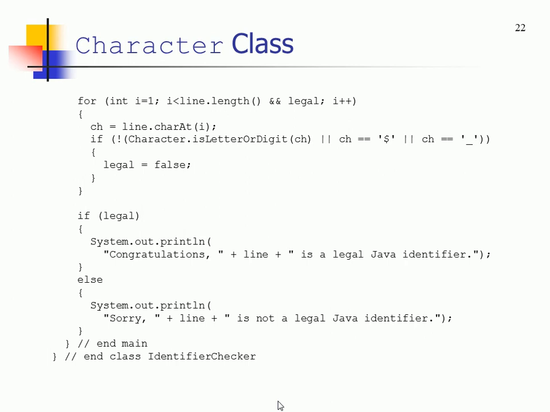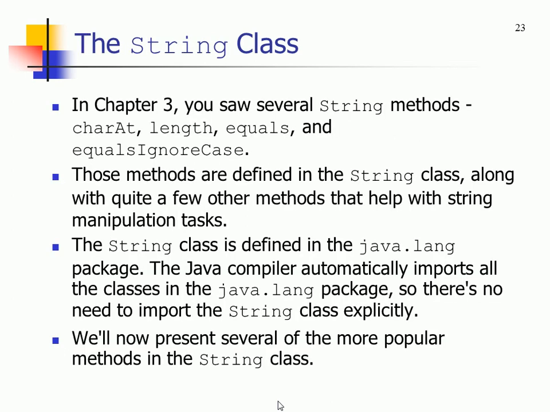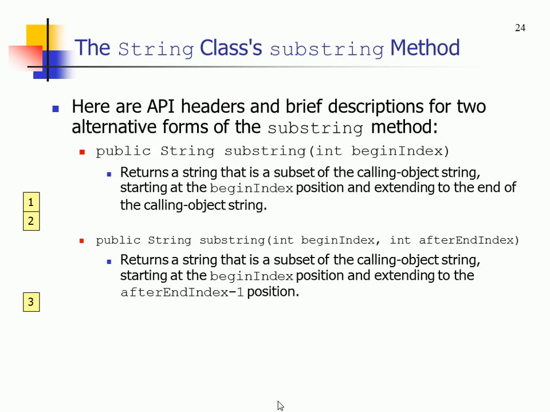All right. Now let's talk about the String class. We've mentioned a few. We've already done charAt, length, equals, and equalsIgnoreCase. But there's other stuff we can do. So the String class is defined in the lang package. The compiler automatically imports it. Now let's present a couple more popular items. Substring and indexOf are amazing. Substring returns a portion of a string.